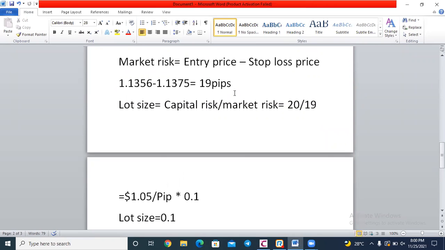You can use 1:2. You can use 1:3. When the risk is less than 50 pips, as we have it here, this 19 pips, you can use 1:2 or even 1:3. But if the risk is as high as 50 pips, your risk reward ratio should be 1:1.5 or maximum 1:2. But anything less than 30 pips, you can use 1:2 or 1:3. Please note that.